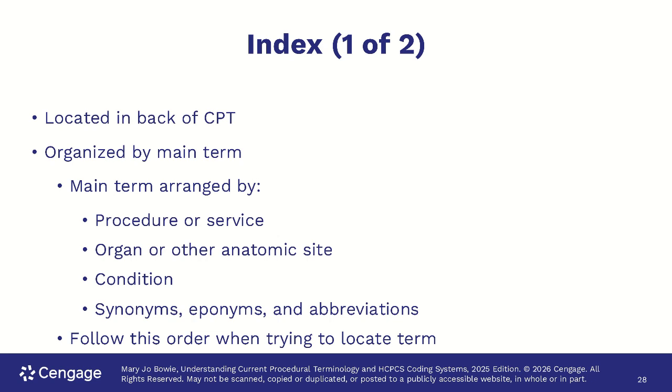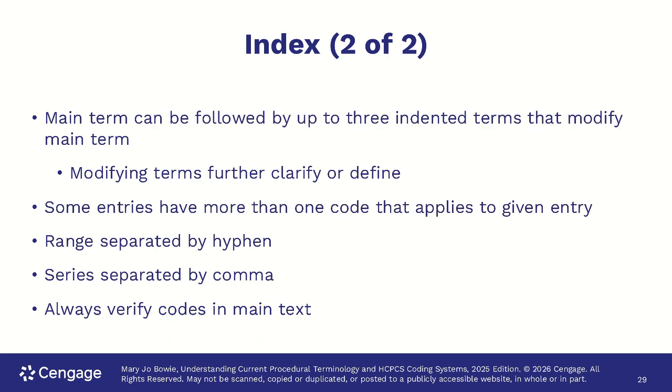When you are in the index and you are trying to find a main term, keep in mind that CPT has four options for main terms: procedure or service, organ or anatomic site, condition, synonym. That means you can use all of those different ways to look up a code. Is there a magic list? No, you have to just trial and error.